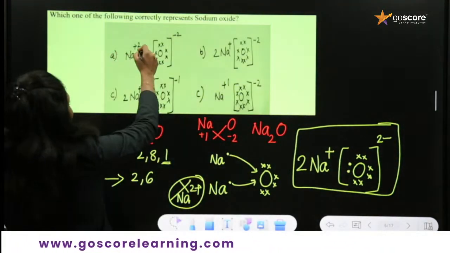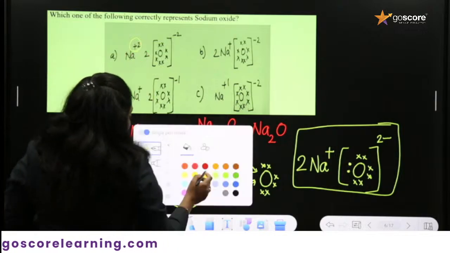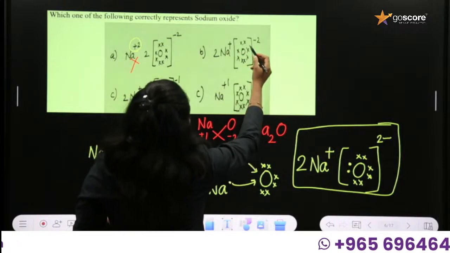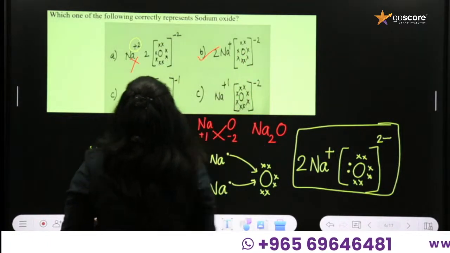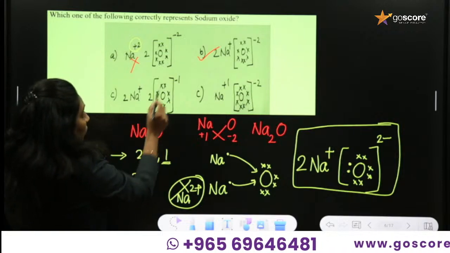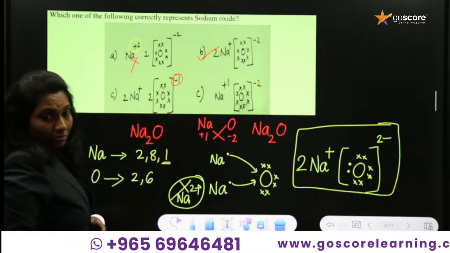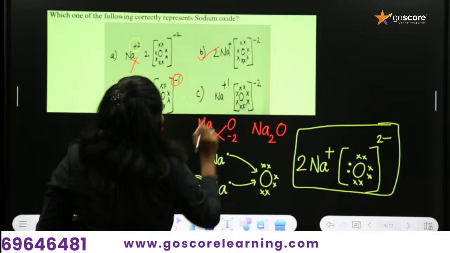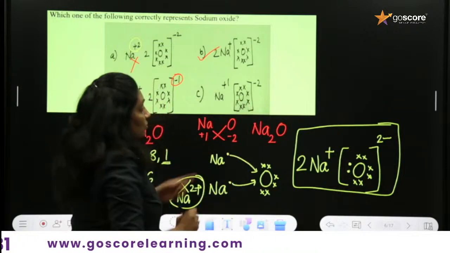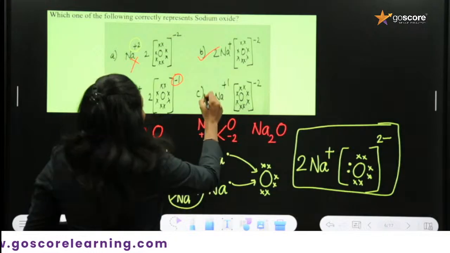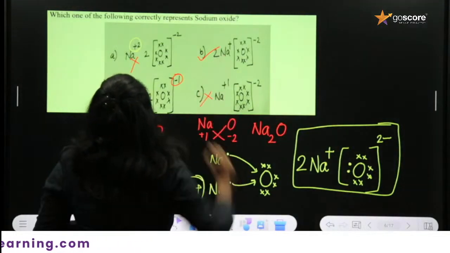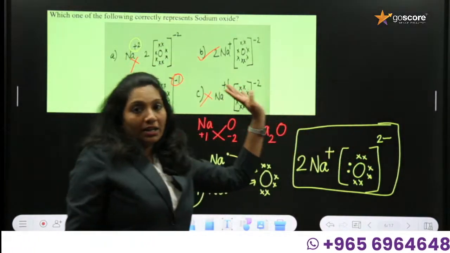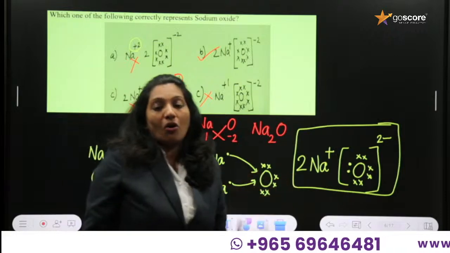Here Na2 plus is given, so that is entirely wrong. Here also 2 Na plus and oxygen 2 minus, that is okay. Here it is 2 Na plus and O minus 1. That is wrong because oxygen is gaining 2 electrons, right? So this is not okay. Here Na plus and oxygen, but we have 2 sodium and here only 1 sodium is given. So this option is also wrong. So your correct option is option B, that is 2 Na plus and oxygen 2 minus, which represents sodium oxide.